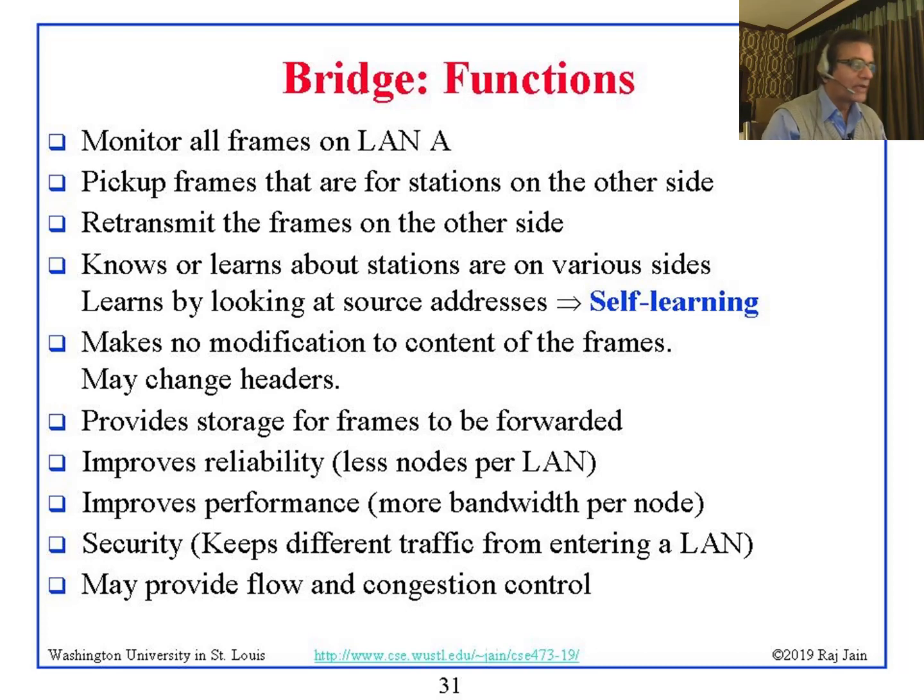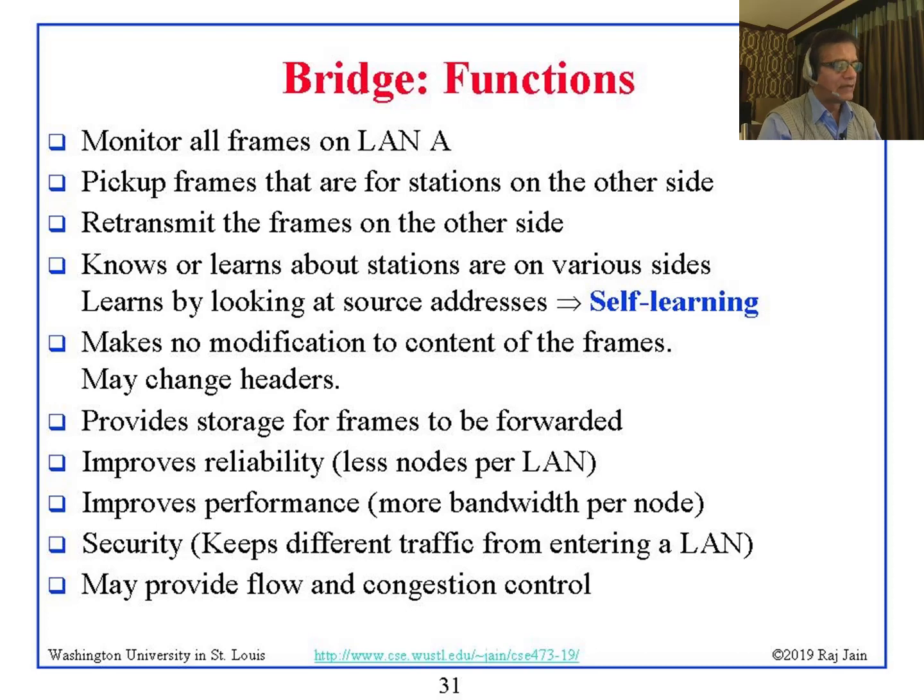Provides storage for frames to be forwarded. So that's another thing, when the frame comes in, the other side may be busy, the media may be busy, so it cannot be sent right away. So the packet will be stored and forwarded later on. Improves reliability. Now because you have a very small number of nodes per LAN, the collisions go down. So if you have 2000 nodes, you don't put them on one wire, you put them on 10 per wire, and then you put bridges in between them. So that makes better reliability.